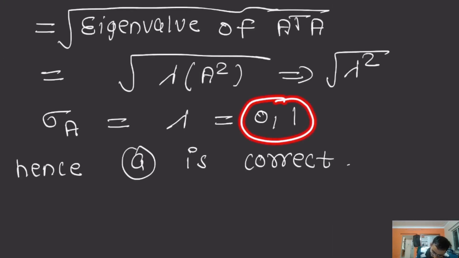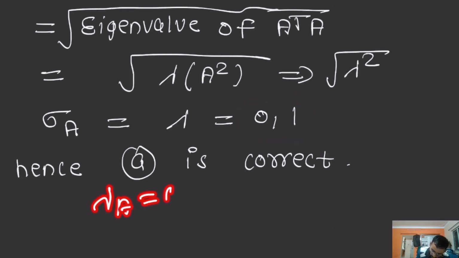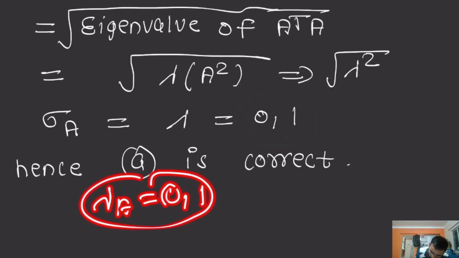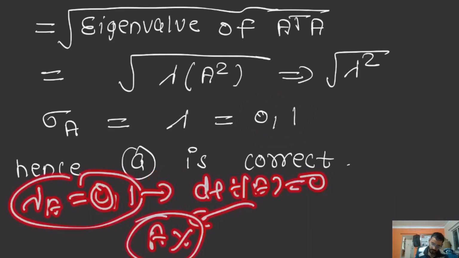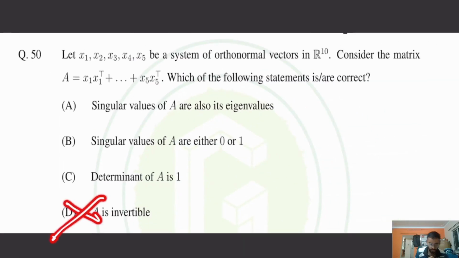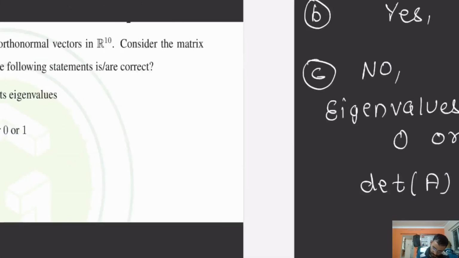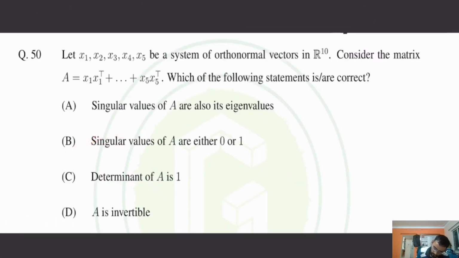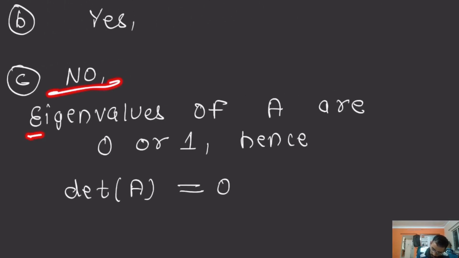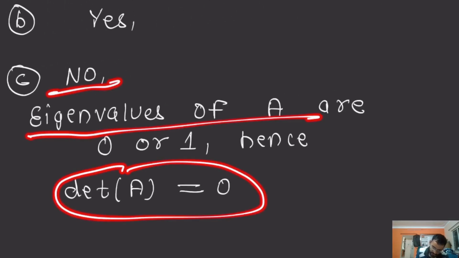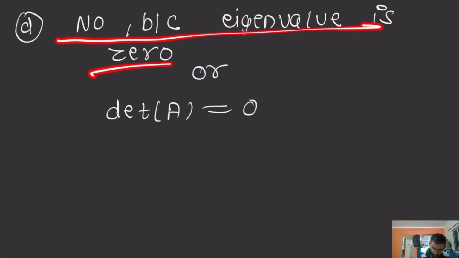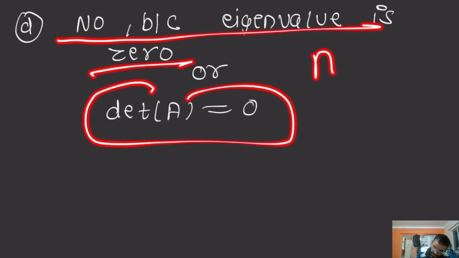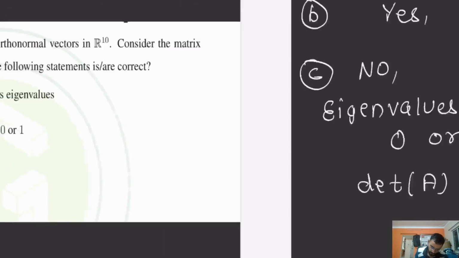Next, A is invertible. We have the eigenvalues of A are 0 or 1. Since an eigenvalue is 0, the determinant is 0, and hence the matrix A is not invertible. This is also wrong. So what we have is B is correct. C is wrong because the determinant of A is 0, and D is also wrong because one of the eigenvalues is 0, the determinant is 0, and hence A is not invertible.